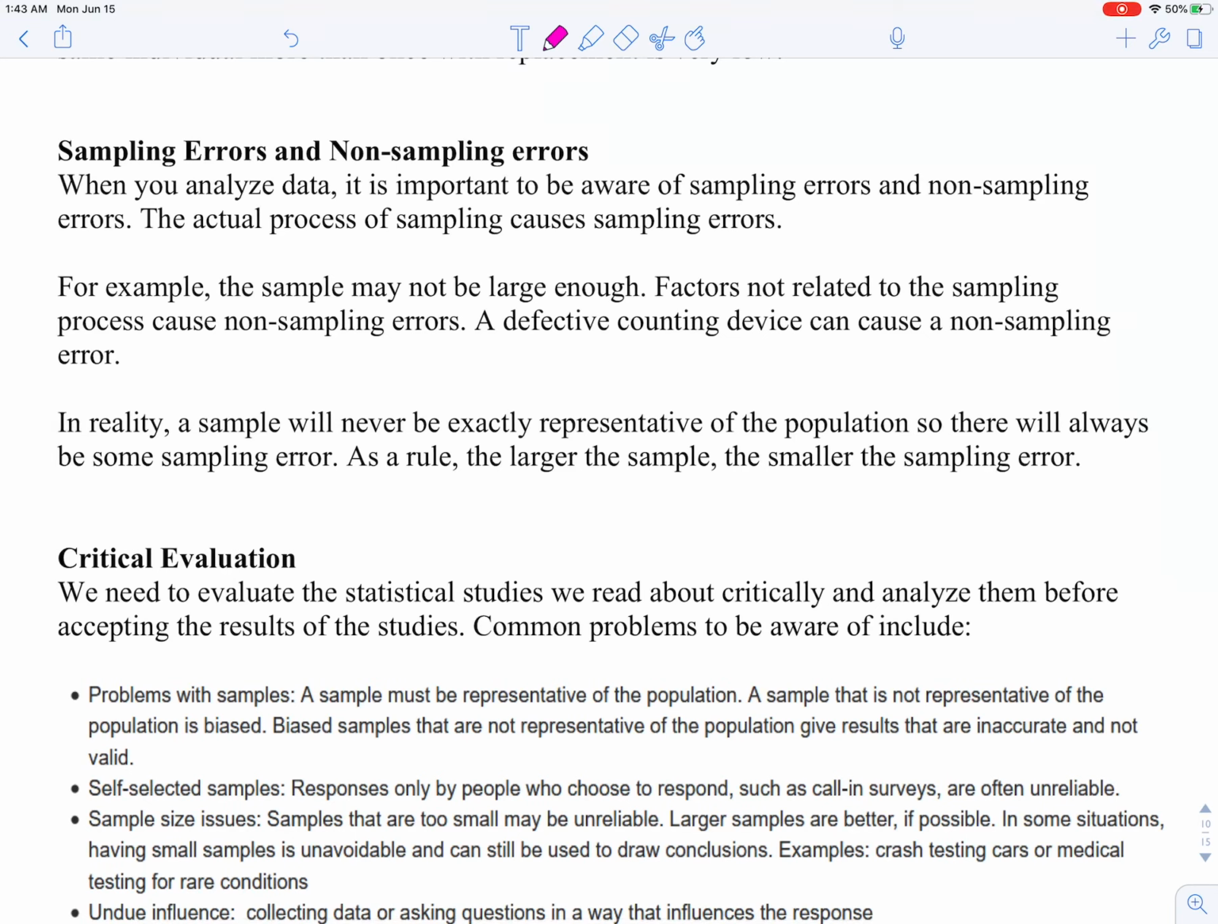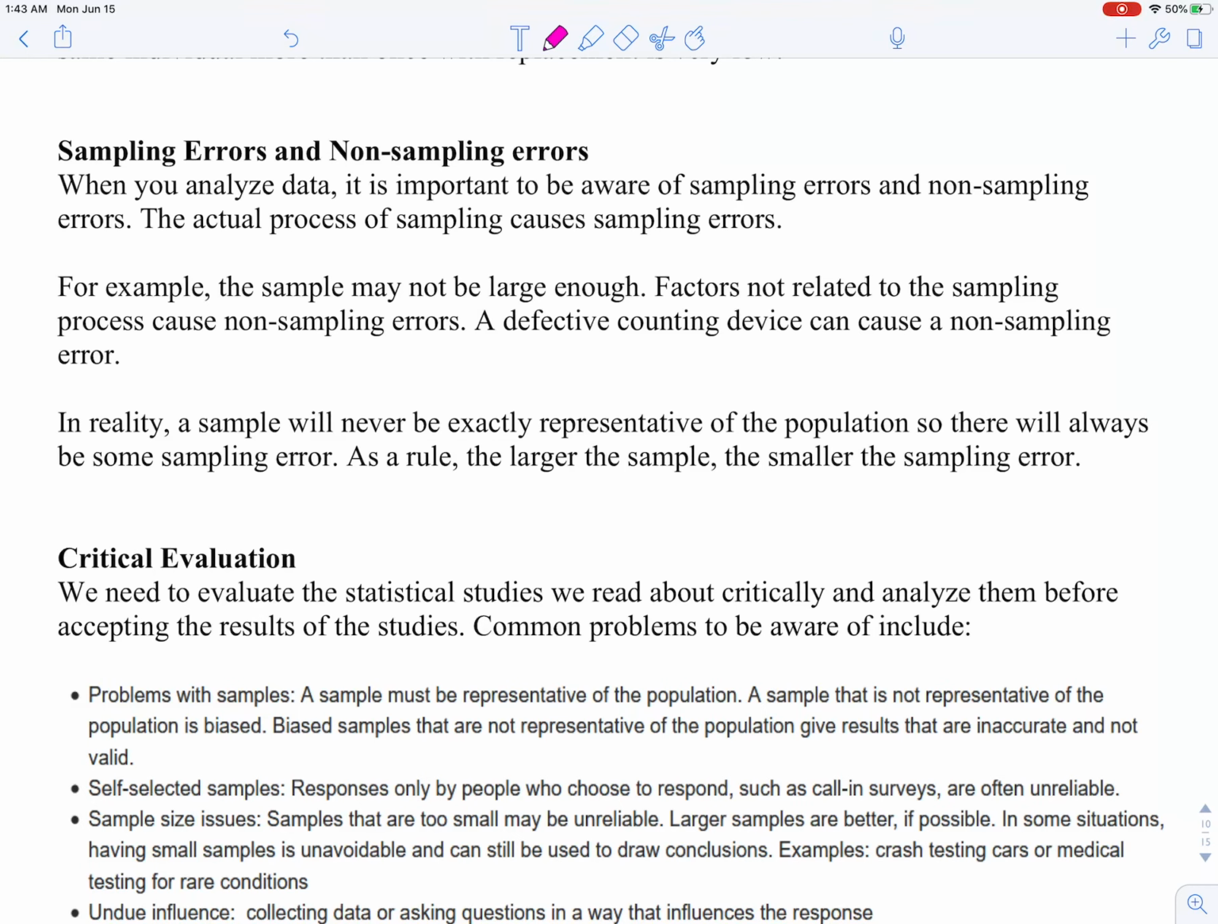Next thing we have sampling errors and non-sampling errors. So when you analyze data, it's important to be aware of sampling errors and non-sampling errors. The actual process of sampling causes sampling errors. It happens. For example, the sample may not be large enough to accurately represent your population. Factors not related to the sampling process cause non-sampling errors. A defective counting device can cause a non-sampling error. If you're measuring something or whatever and the measurement device is off, that's a non-sampling error.